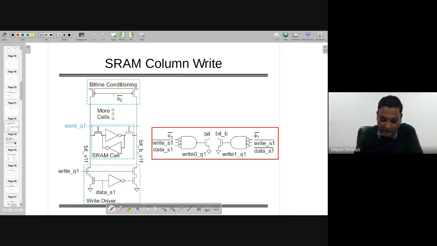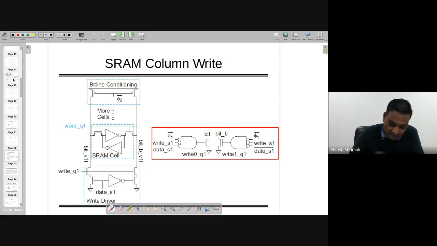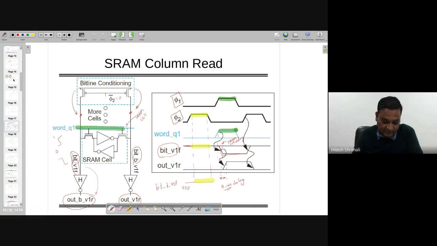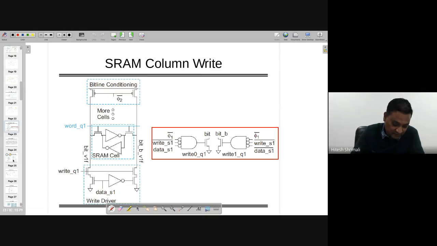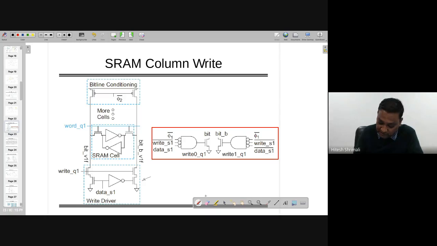Now let's look at the writing if it is happening in a column. Earlier, in the SRAM read cell, we had this kind of setup, where the outputs were driven by the high skew inverters. In the case of write, we are going to have some write driver. There are two possible options: one is given here as option number 2, and this is option number 1.